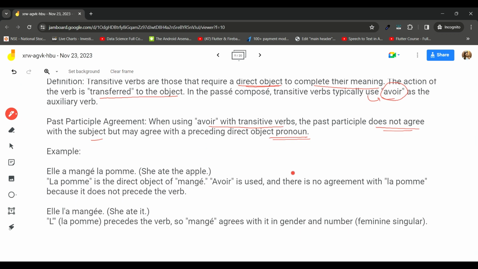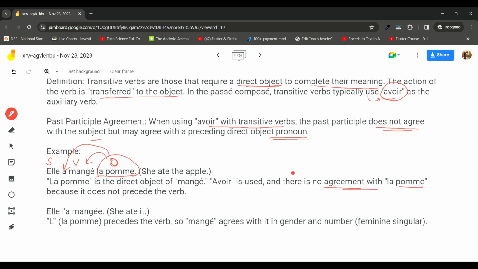Example: elle a mangé la pomme. So elle is my subject, mangé is my verb, the past participle, and la pomme is my object. Now la pomme is directly connected to the verb, right? It's not connected through some kind of preposition. Avoir is used and there is no agreement with la pomme, right? There's no agreement because it does not precede the verb. Agreement can only happen if this object is somehow before this verb, right?